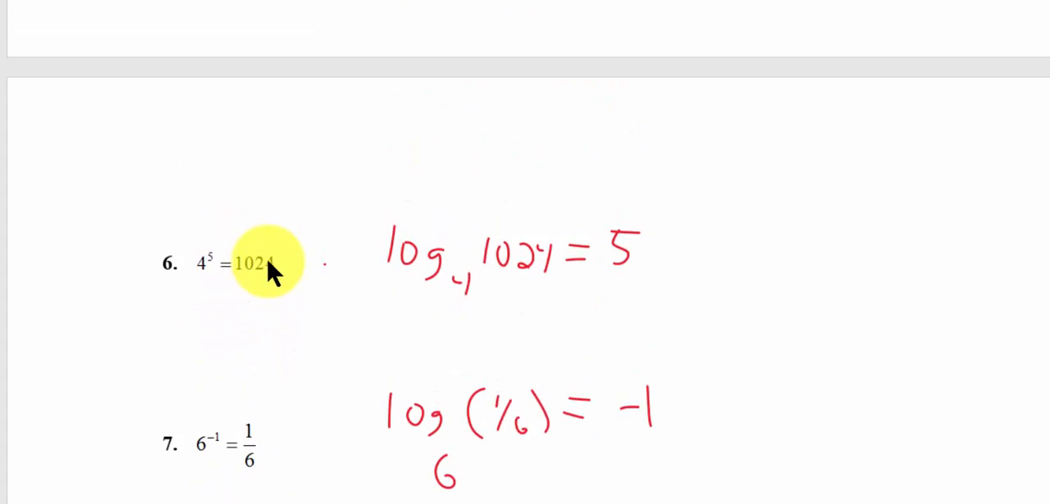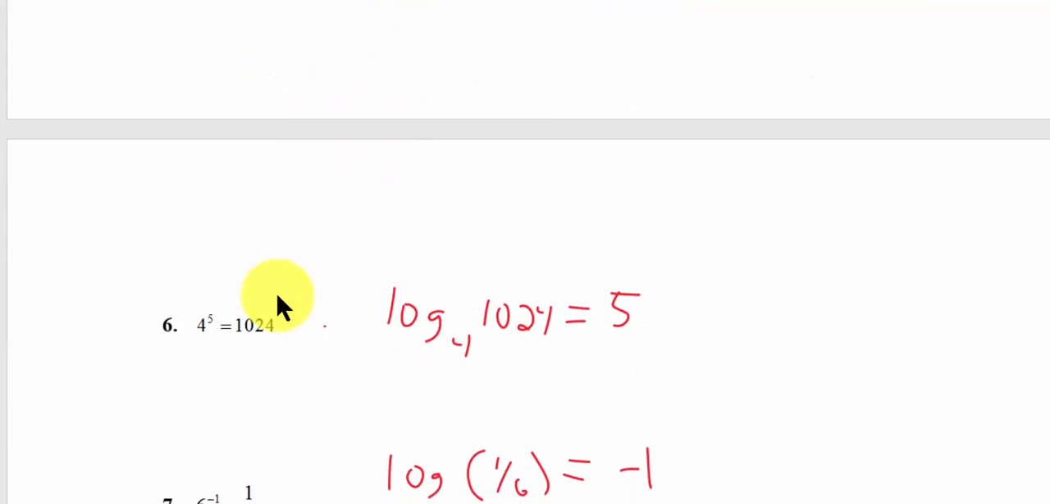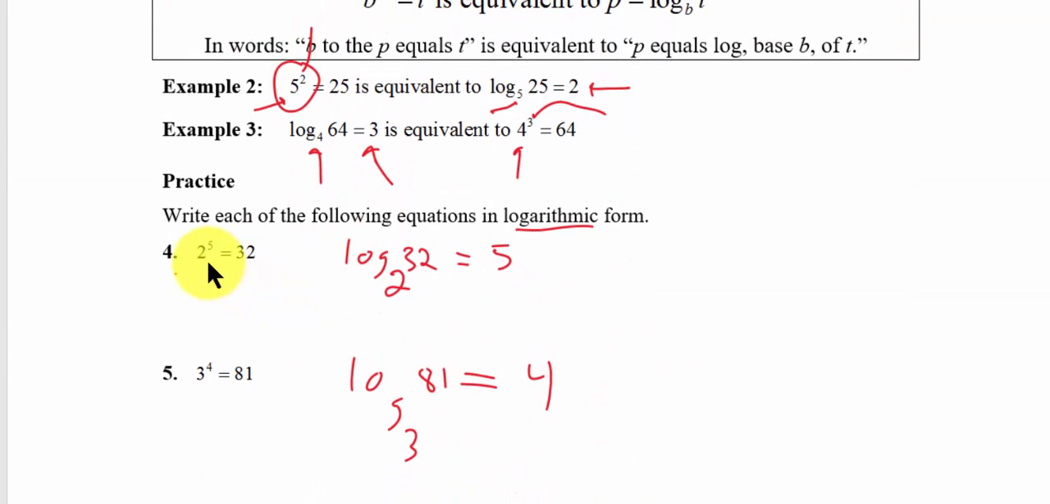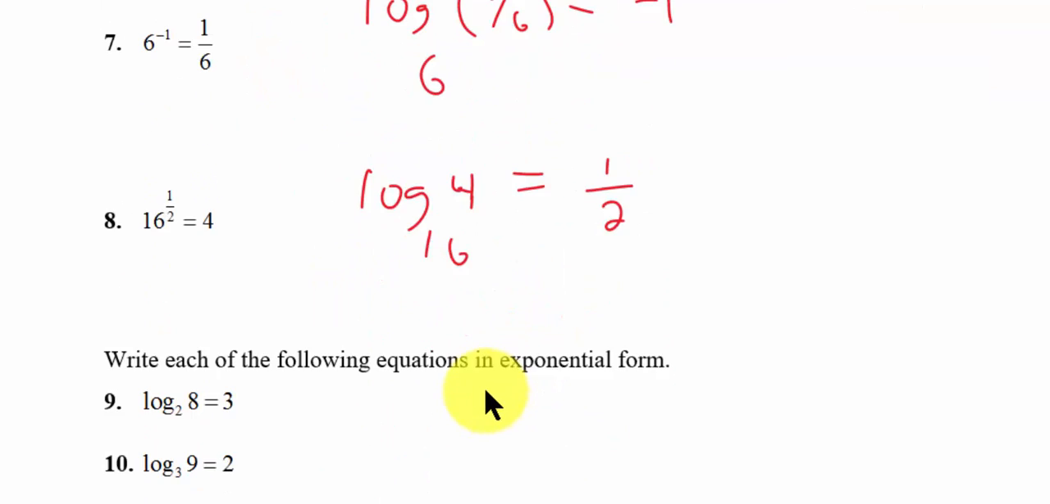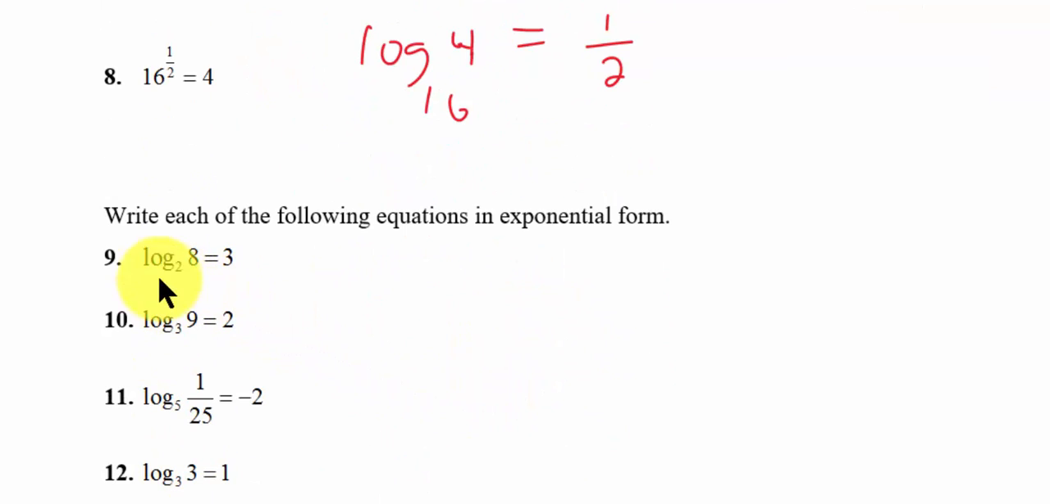So if you remember questions 4 through 8, we were given an equation or a function that was in exponential form, right? Here's my exponents. And we were asked to rewrite them in logarithmic form. Now we're going to do the opposite. Questions 9 through 13, we're going to start in logarithmic form, and we're going to end up in exponential form.